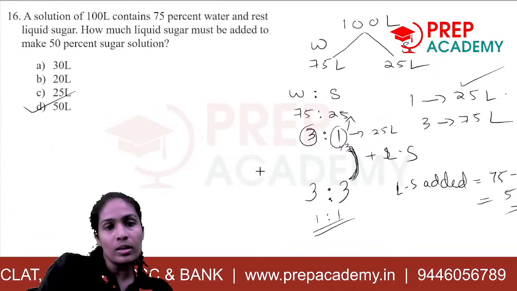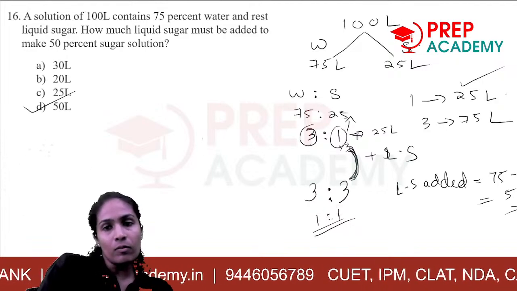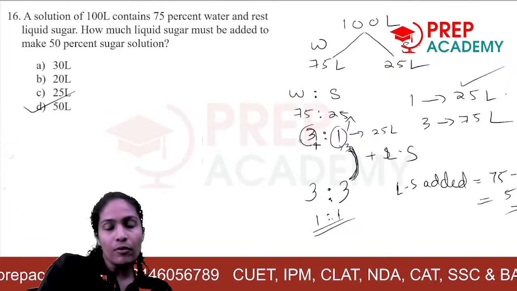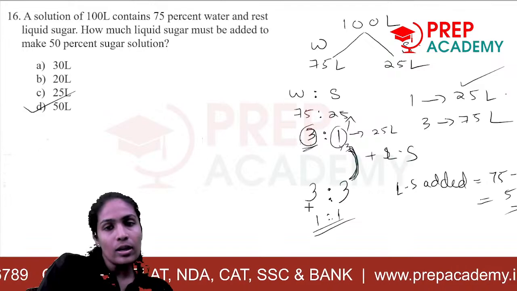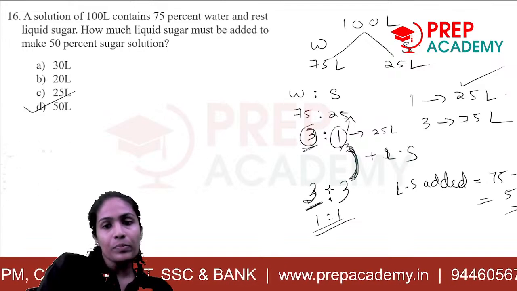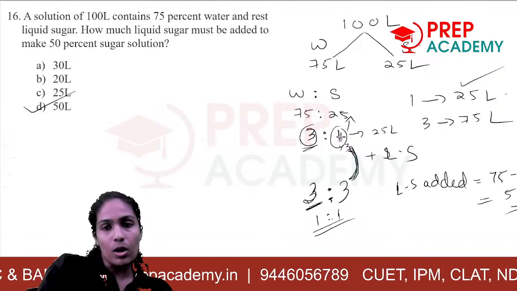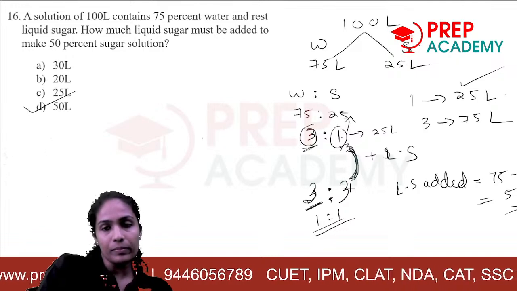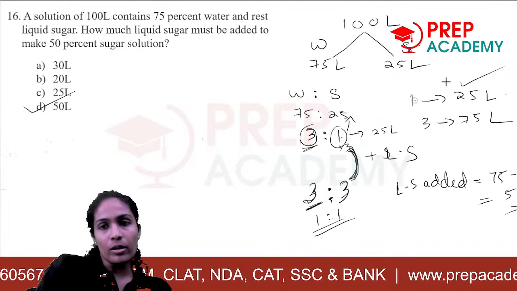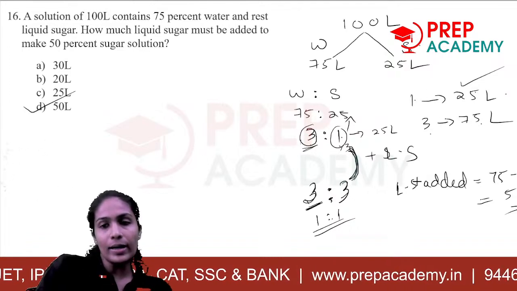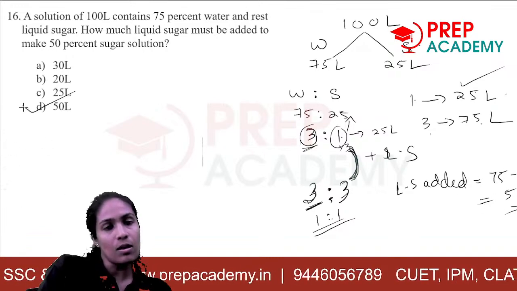A 50% sugar solution means the other 50% is water. This ratio is to be 1:1. So you are adding liquid sugar, so the number of water will not change. Initially it was 3. After adding sugar solution, the number remains as 3. But the ratio must be 1:1. So to convert this 1 to 3, you have to multiply it with 3. Initially 1 represents 25, 3 represents 75. So you have to add liquid sugar, which is equivalent to 75 minus 25, which is equal to 50 liters. So the correct answer is option D, 50 liters.